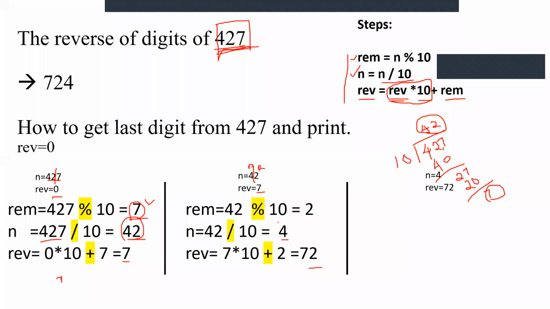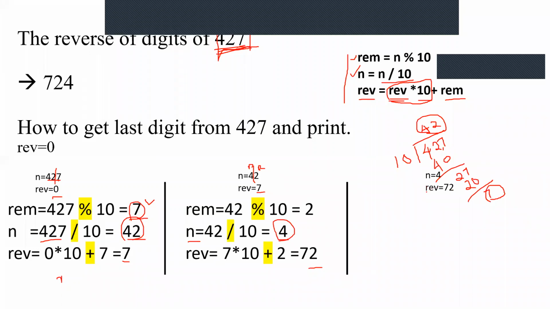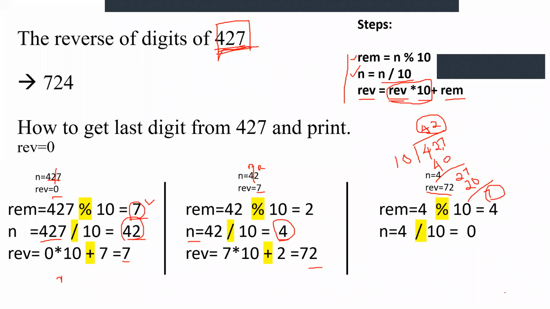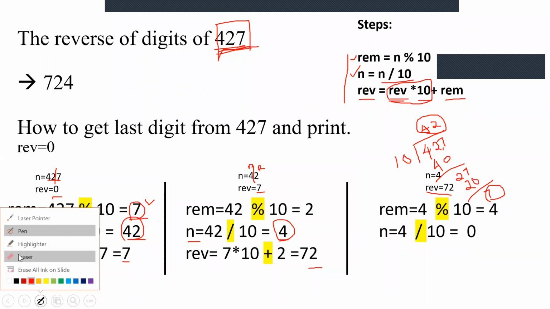Now for the next step, you carry the current value of n. The current value of n is 4, and the current value of reverse is 72. Good. So you are again finding the remainder. Remainder equal to n mod 10 equal to 4. And we are finding n by 10 equal to 0. You know how to divide n by 10, right? I will just show if you didn't understand that.